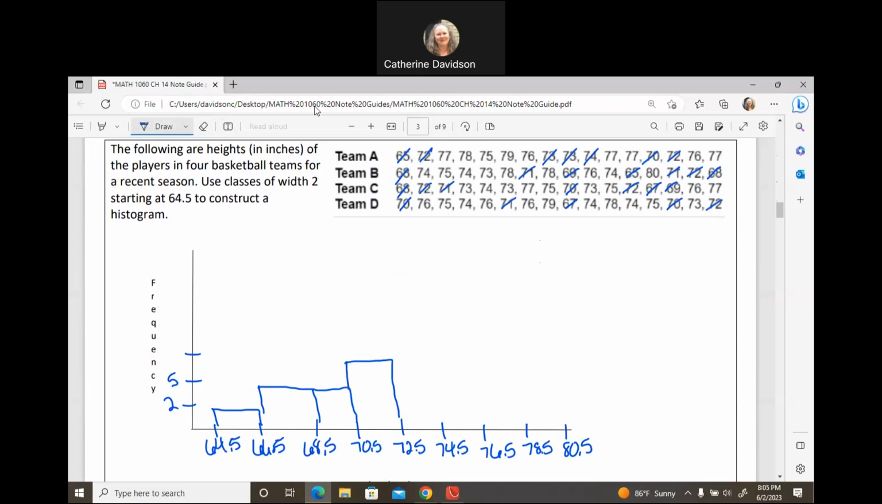So, 2, 3, 5, 6, 7, 8, 9, 10, 11, 12, 13, 14, 15. So there's 15 players.